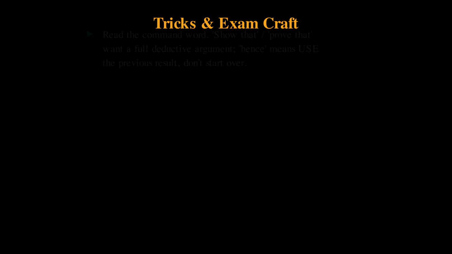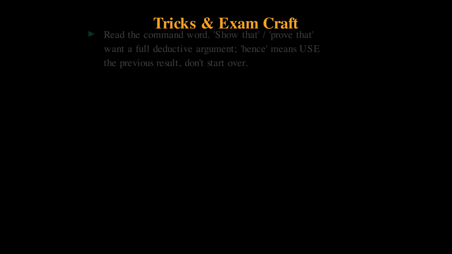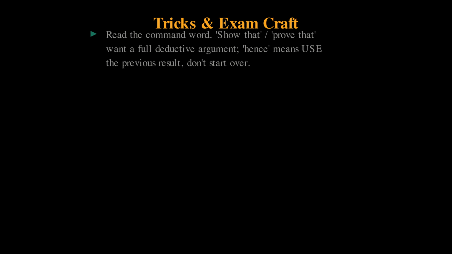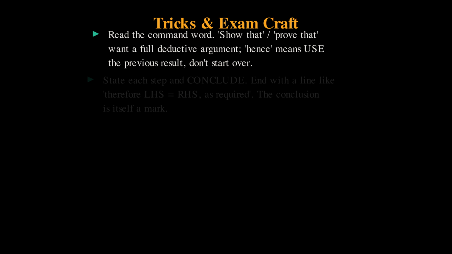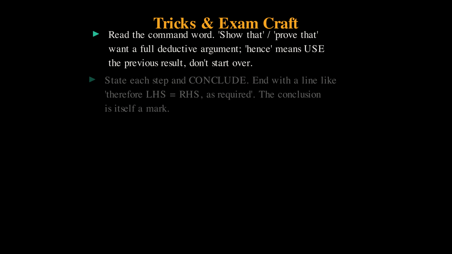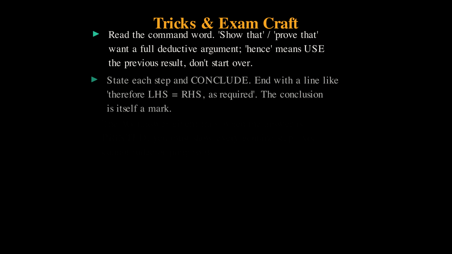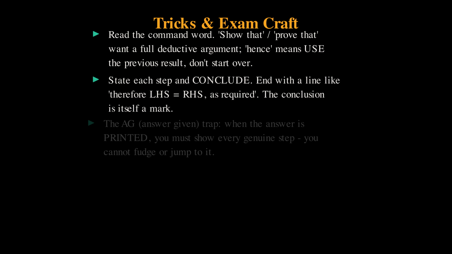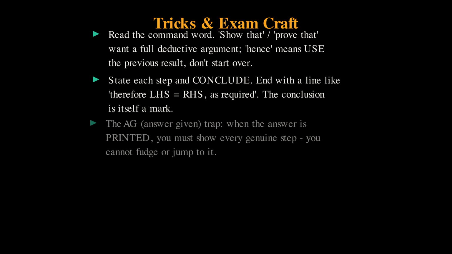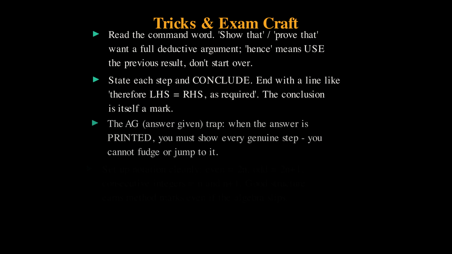Now the exam craft. Other channels skip. First, the command word. Show that and prove that both want a full deductive argument, not a check, and hence is a gift. It means use the result you just found, so don't restart from scratch. Second, state each step, and always conclude. A line like, therefore left-hand side equals right-hand side, as required, is itself worth a mark. Third, the answer given trap. When the target is printed on the paper, examiners want every honest step. You can't skip to the printed line.